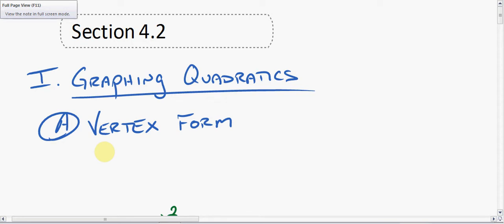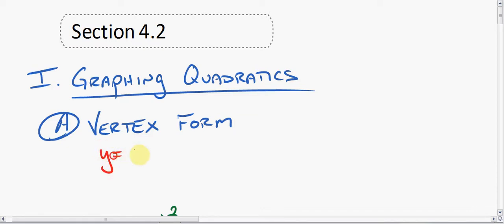This is section 4.2, part 1, where we're going to look at graphing quadratics. If you remember back in section 4.1, we graphed quadratics as well, in standard form. Here in 4.2, we're going to begin by looking at quadratics in vertex form. So what does vertex form look like?